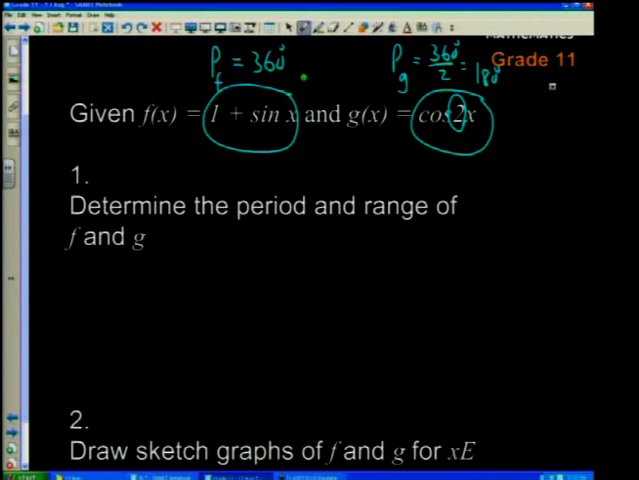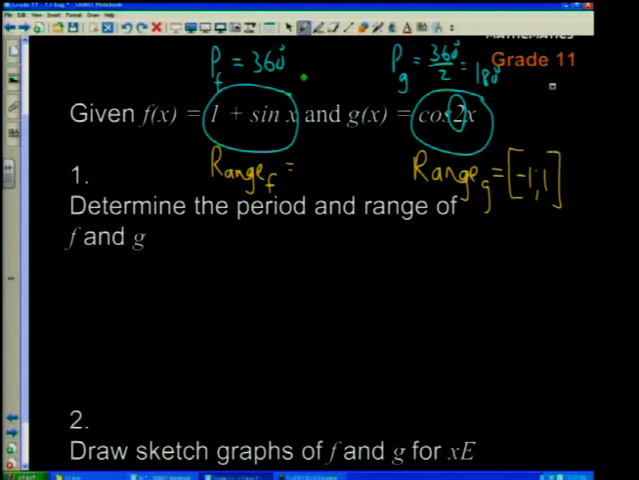Okay, that's the period. What about the range? The range of f, we need to think about it a little bit. What about the range of g? Okay, there's no translation, there's just a period change. So the range of g will always be from -1 to 1. There is no translation involved. This 1 plus sine x, there is a range involved.